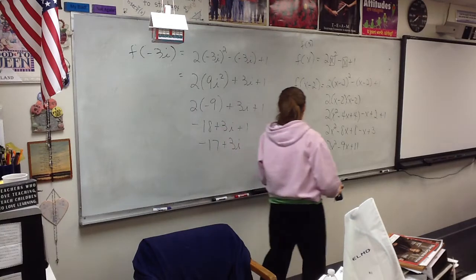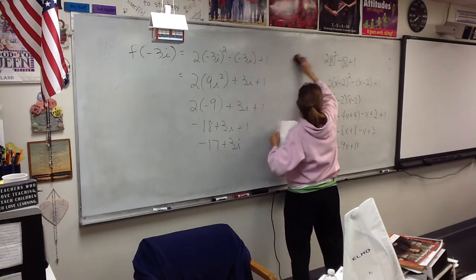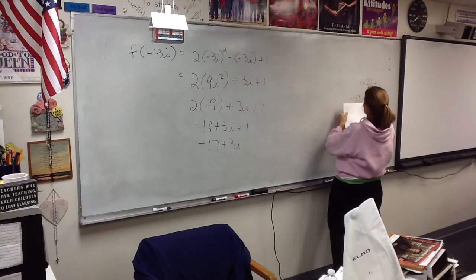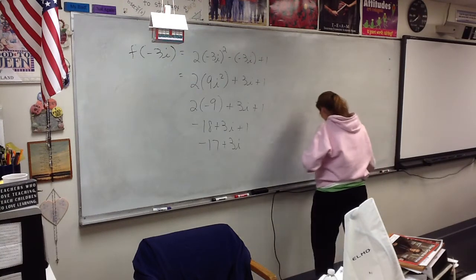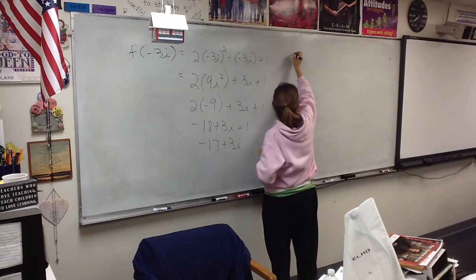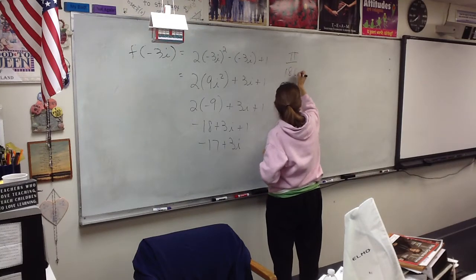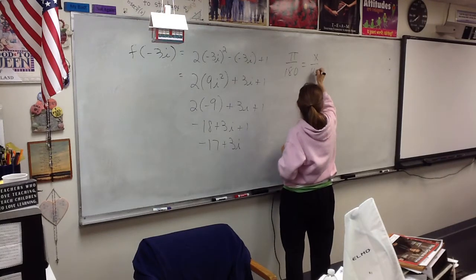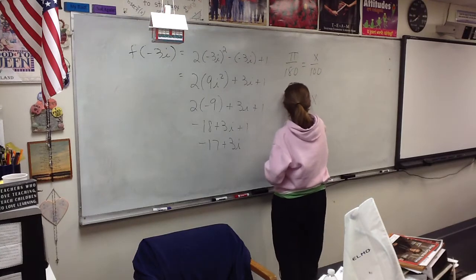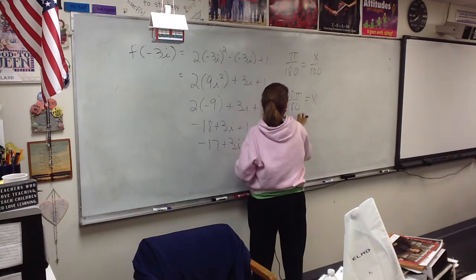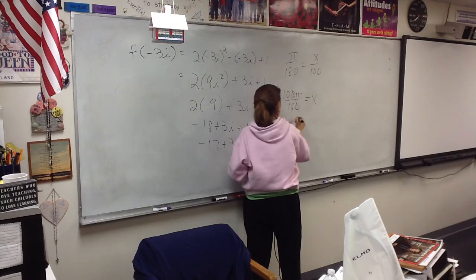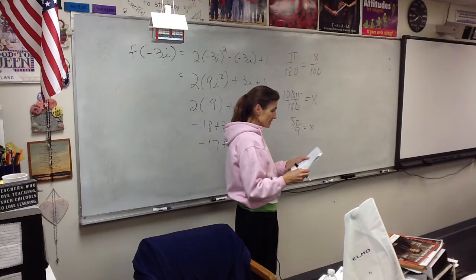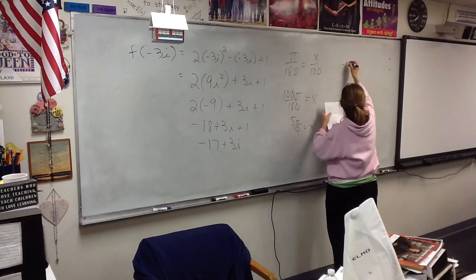Oh, number 3 is kind of recent. How do we change degrees into radians? Pi over 180, I heard somebody say it. Pi over 180 equals x over 100. So x equals 100 pi over 180, which we can reduce to 5 pi over 9. Easy, easy, easy. Number 4.